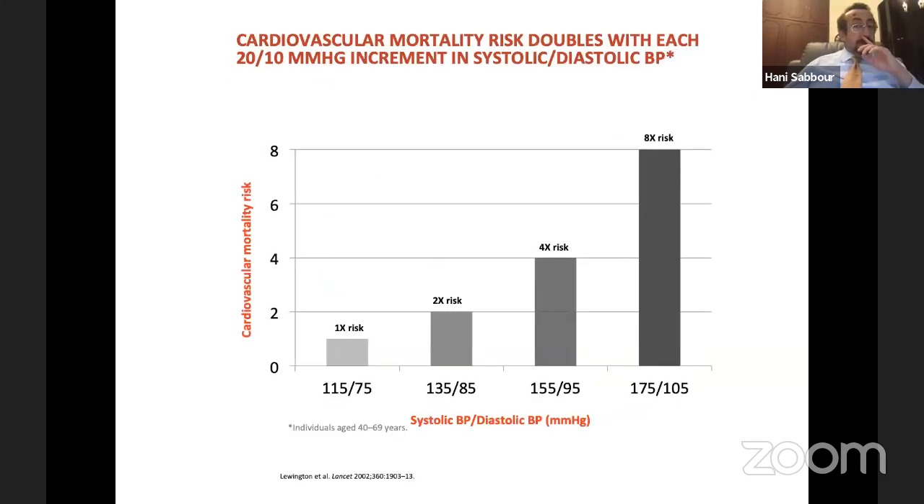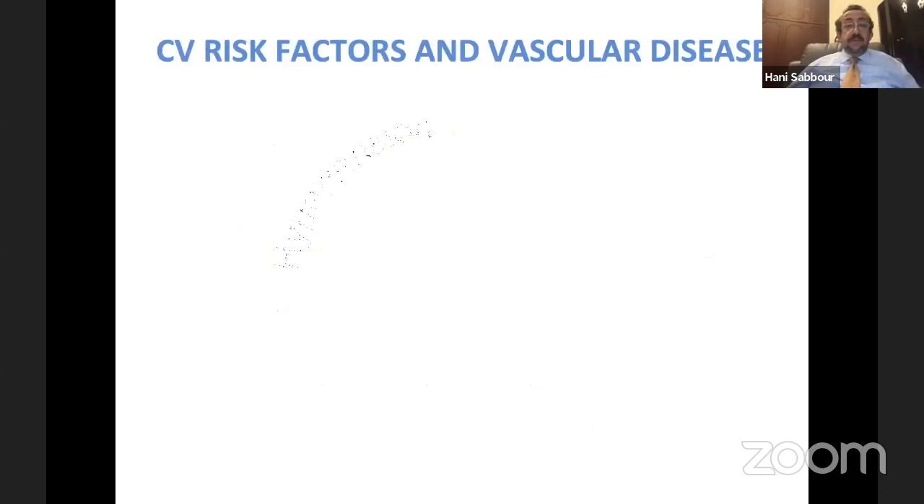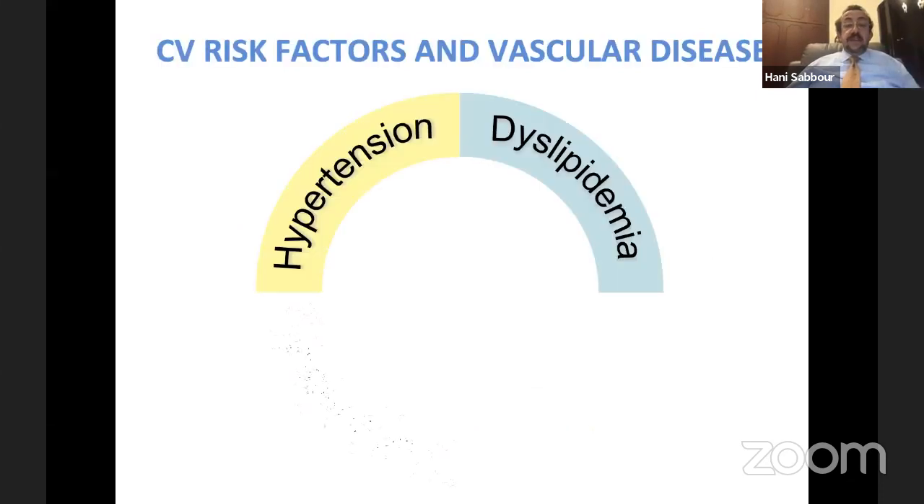Now, 2 important things to realize: that every 20 over 10 millimeters increment of systolic and diastolic blood pressure doubles the risk. So this is 135 over 85, double the risk. 155, 4 times the risk. 175, 8 times the risk. So these small numbers are not really small in terms of cardiovascular outcome. So clearly these are linked.